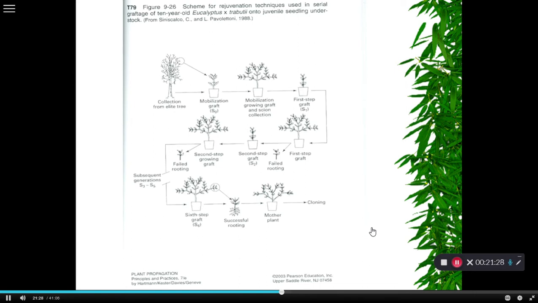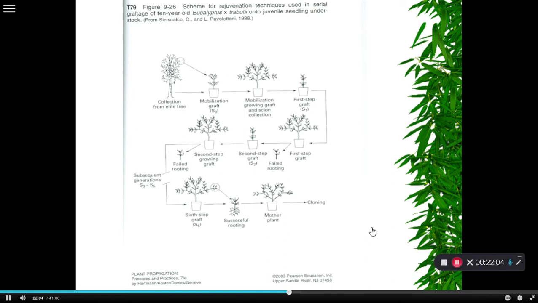If you take cuttings out of the canopy, physiologically it's a mature wood. It's not going to root or root poorly. So we're going to attempt to induce juvenility. So the way this works is we'll start with a rootstock. And by the way, this is eucalyptus. It's native to the Australian continent. Beautiful tree. And so here's an elite tree, and we want more of them.